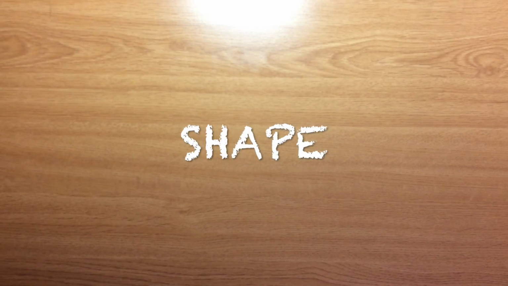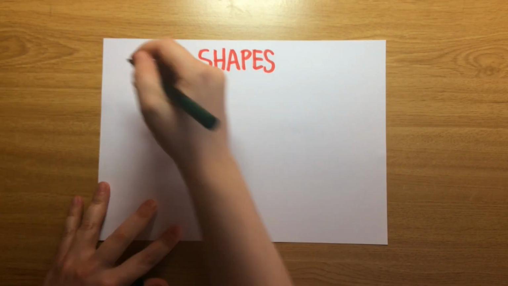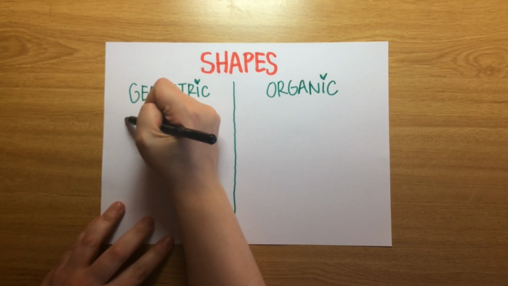In this project, we are going to focus on the element of art, shape. What are shapes? Shapes are closed lines. They are flat and only have 2 dimensions, length and width. What else can we learn about shapes? Well, when we are talking about shapes, we can talk about 2 different kinds: geometric shapes and organic shapes.